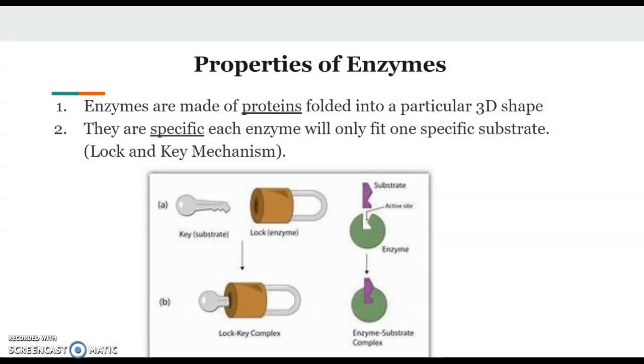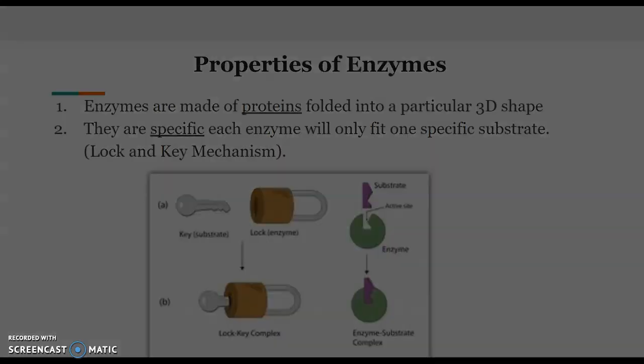Enzymes have many properties. One, they're made of proteins, right? They're folded into a particular three-dimensional shape. They're specific. Each type of enzyme will only fit one substrate. And this is known as a lock and key mechanism, right? Where the substrate is a key and the enzyme is a lock. And when they're together, again, they're the enzyme substrate complex.